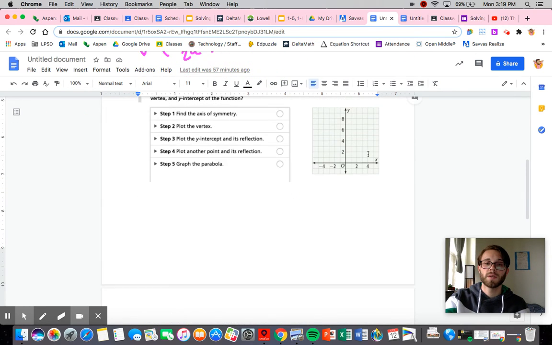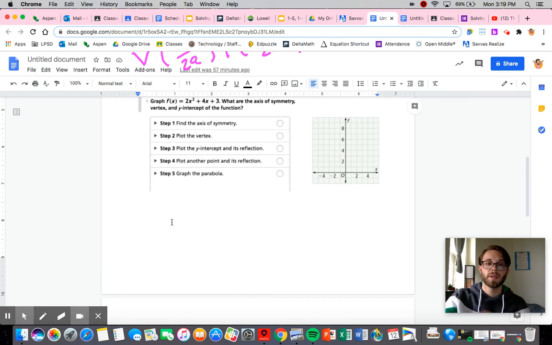Okay, so we are now dealing with a situation where we're given a quadratic function in standard form, 2x squared plus 4x plus 3. And we are tasked with finding the axis of symmetry, the vertex, and the y-intercept of the function. And we're going through a couple of different steps that we're actually going to get to use in order to figure this out and then make a nice sketch, or graph, I should say.